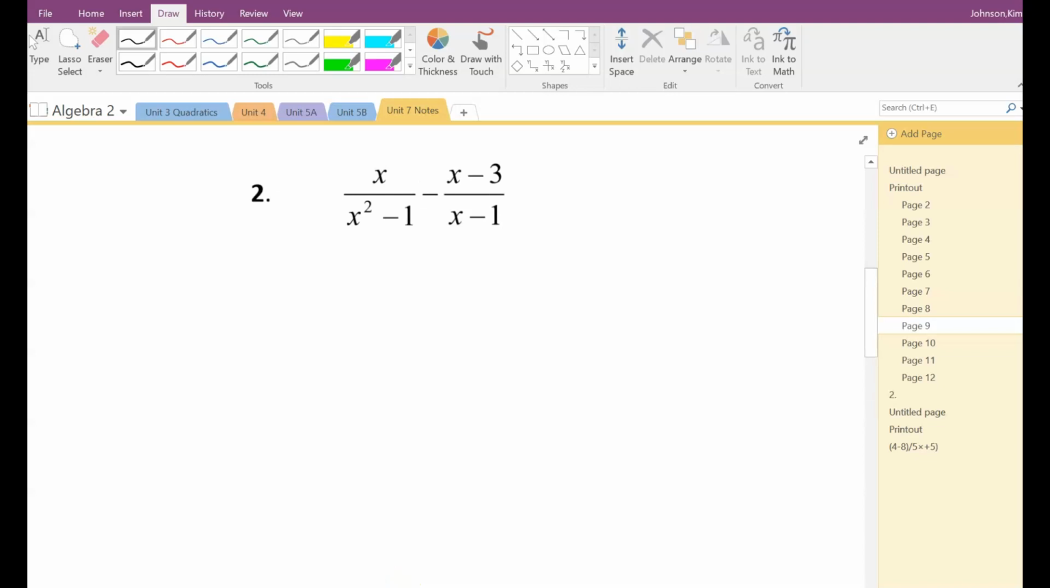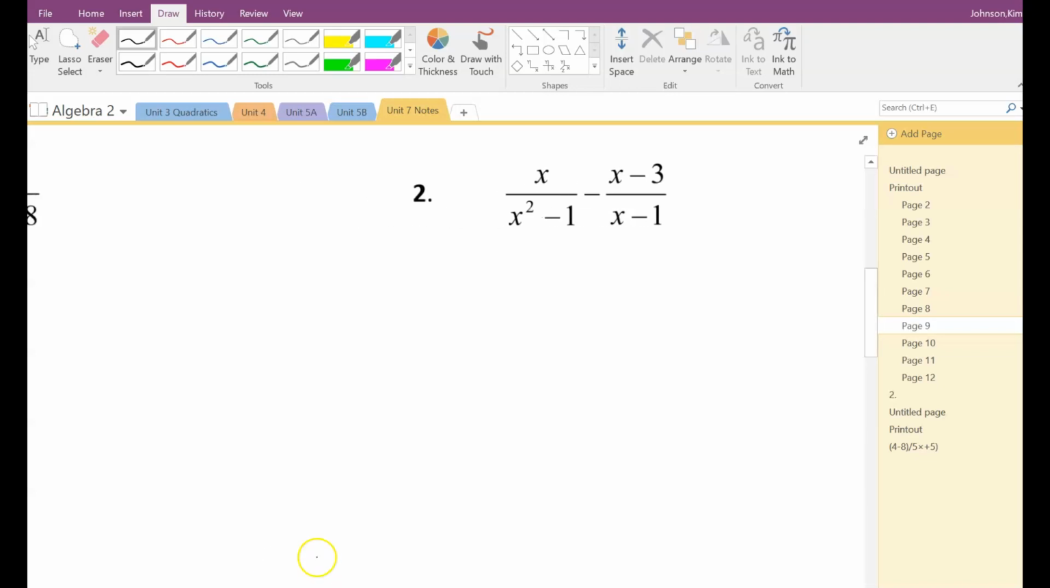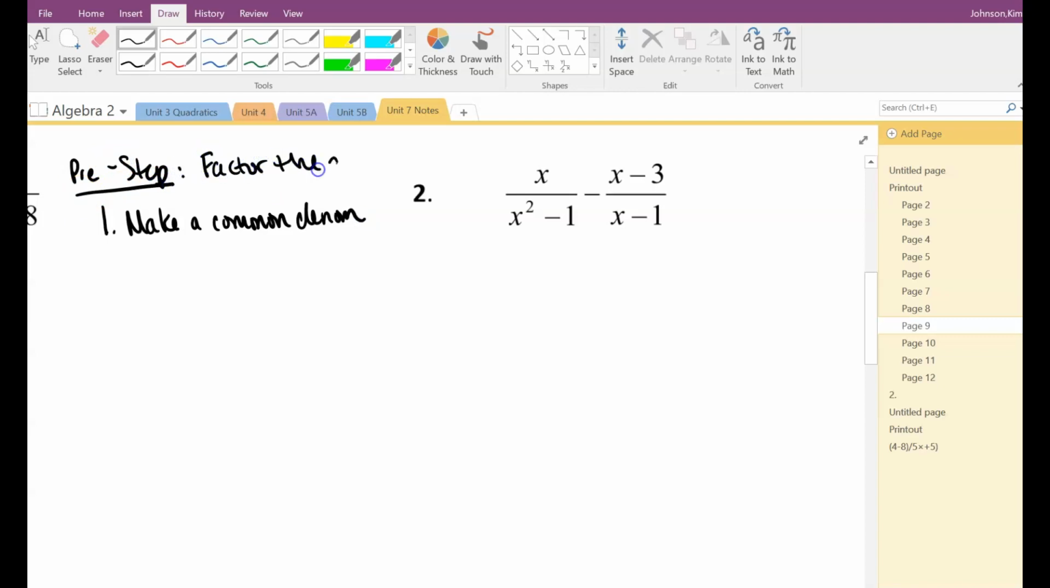Okay, so for this particular example, I'm going to have to start with a different step before I can make the common denominator. So there's like a making a common denominator step. So the first step is making a common denominator. We have a pre-step here. We need to factor the denominators so that we know what the common denominator is actually going to be, right?